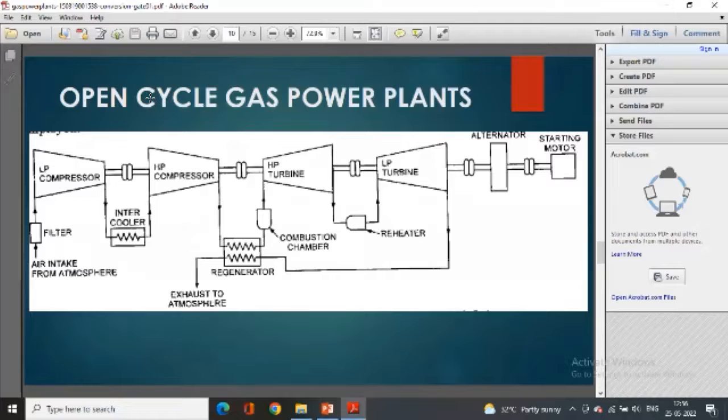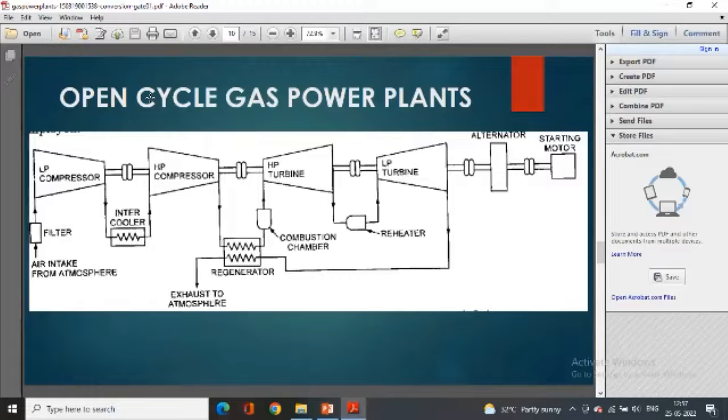Then next is the open cycle gas power plant. In this system, a low pressure compressor and a high pressure compressor are used. In between them, intercoolers are used. Firstly, we take the air from the atmosphere and pass it to the low pressure compressor, and the compressed air passes through the intercooler and then to the high pressure compressor.